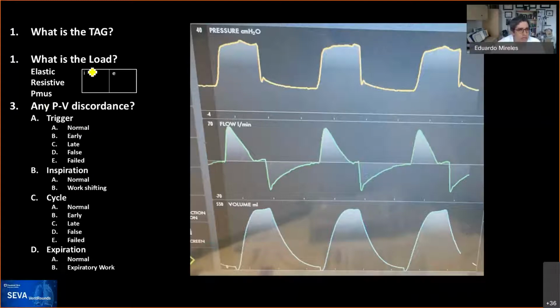We go in order. So having said that, I'm going to put the poll out for you all. Just now it's open, and I'm going to keep it open for a minute or two. Just look at these waveforms and try to tell us the tag, what is the load, and then the patient ventilator discordance. Now this poll does not have the expiratory phase, but we can talk more about it. So try filling it up. I'll share the results at the end.